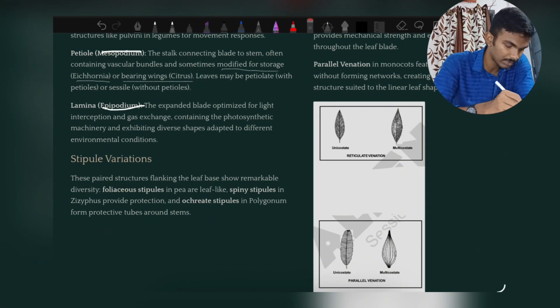Stipule variation, well, this is not very important. These paired structures flanking the leaf base show remarkable diversity. Foliaceous stipules in pea are leaf-like. Spiny stipules in Ziziphus provide protection, and ochreate stipules in Polygonum form protective tubes around stems.